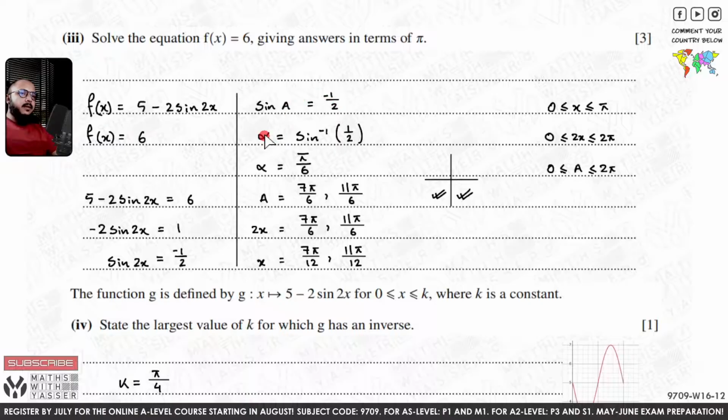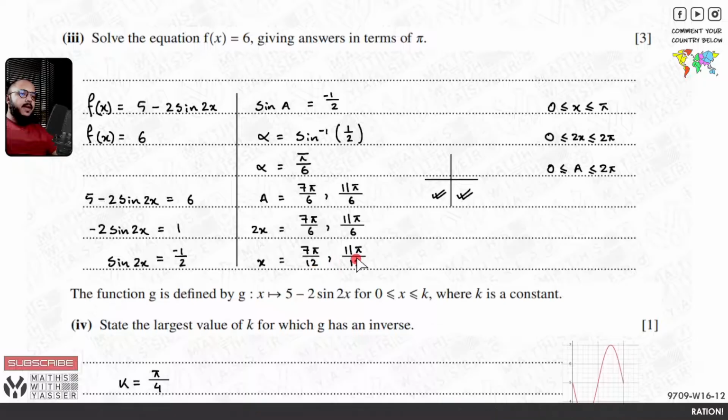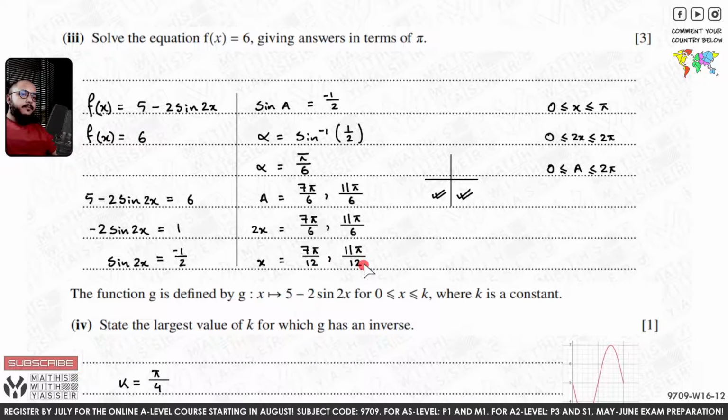Now let's find the basic angle, which will be sin inverse of positive half, because we are finding the basic angle. And that gives us pi over 6. Now we know that negative sign lies in the third and fourth quadrant. So for the value of a, it will be pi plus the basic angle, which is pi over 6. That gives us 7 pi over 6, and 2 pi minus pi over 6, which is 11 pi over 6. This is the same as 2x. So x must be 7 pi over 12 and 11 pi over 12.